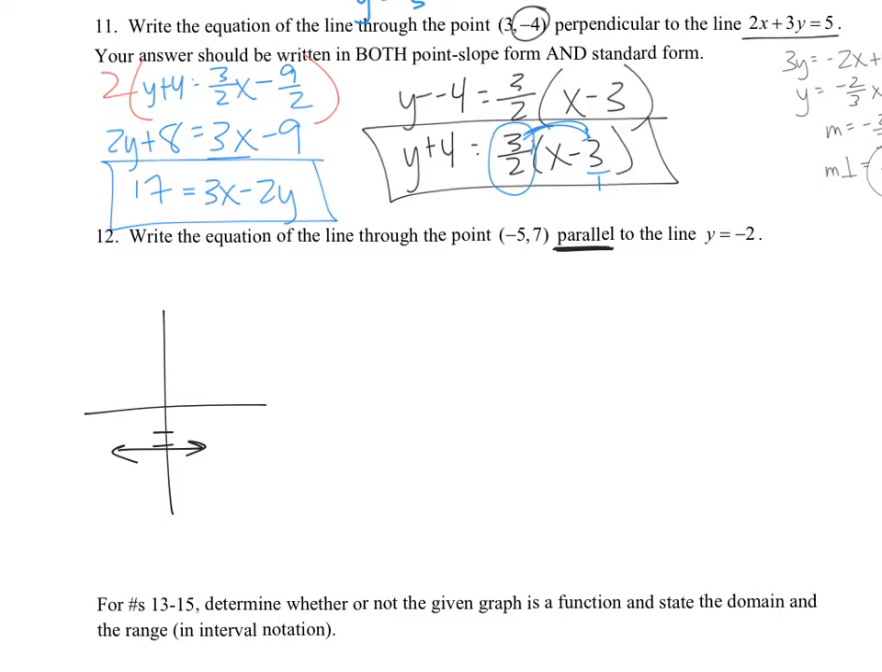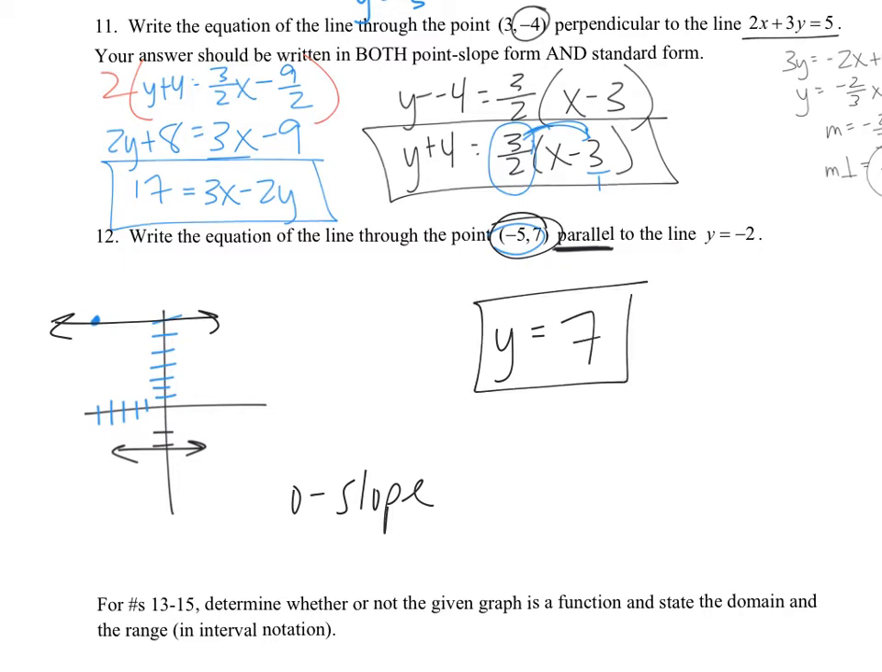So where is the point -5, 7? 1, 2, 3, 4, 5. 1, 2, 3, 4, 5, 6, 7. Boom. The line that's parallel to y equals -2 has to go through this point. So basically just bring this line up here. And if it's parallel, that means it is another y equals line. It has 0 slope. But it has to go through this point. So what is the y value up there? It's 7. Done. Next question.